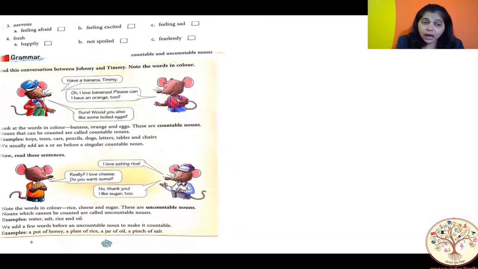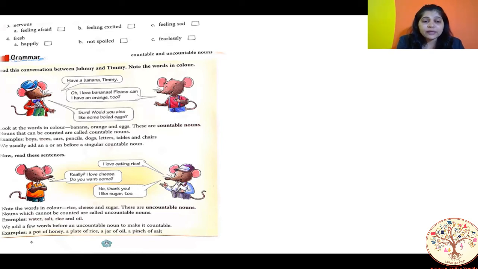We usually add a or an before a single countable noun. Now this is a very important thing. A and an ka concept pata hai aapko? Kahan pe lagate hain? Okay, see. Aapko bhi singular countable noun hoga, to hum wahan pe kya lagate hain? A or an lagate hain.